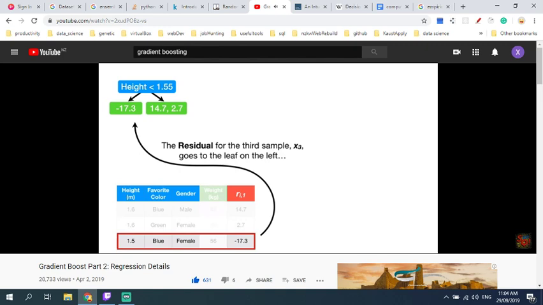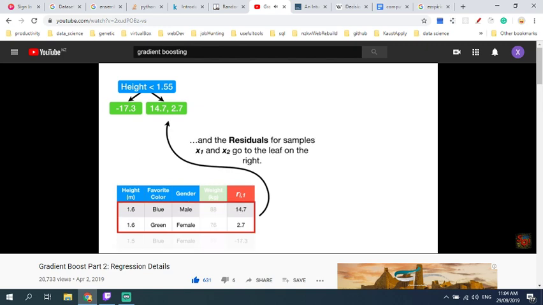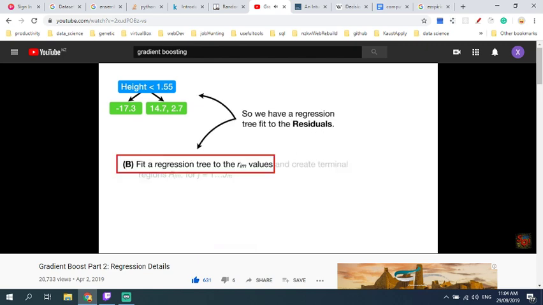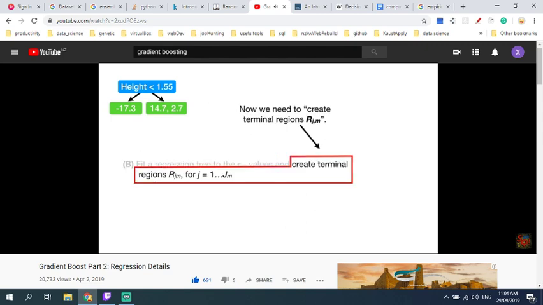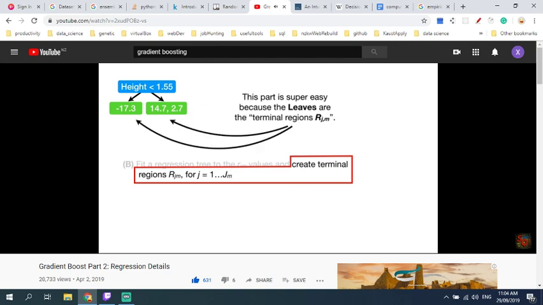The residual for the third sample, x sub 3, goes to the leaf on the left, and the residuals for samples x sub 1 and x sub 2 go to the leaf on the right. So we have a regression tree fit to the residuals. Now we need to create terminal regions r sub j comma m. This part is super easy because the leaves are the terminal regions r sub j comma m.